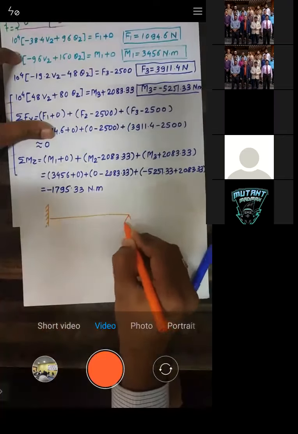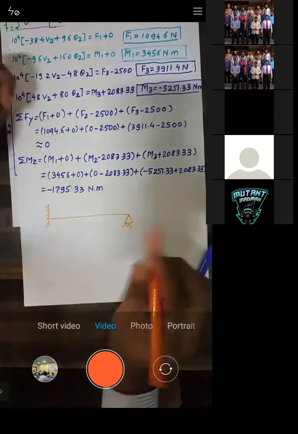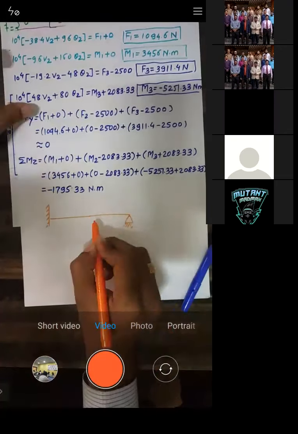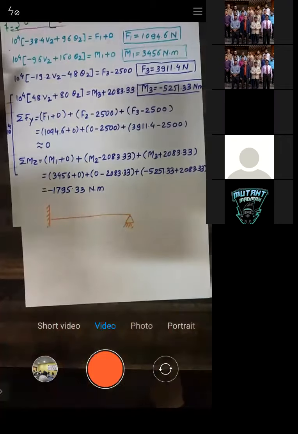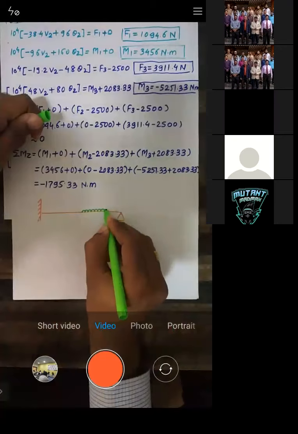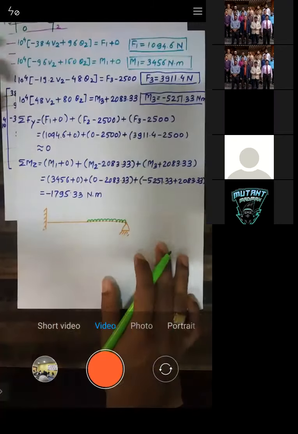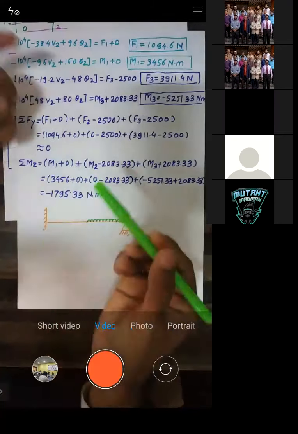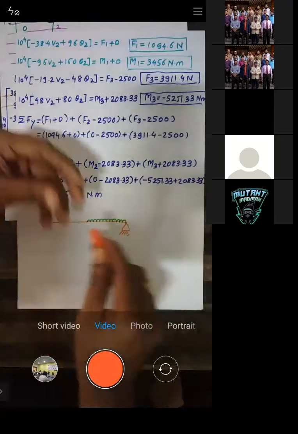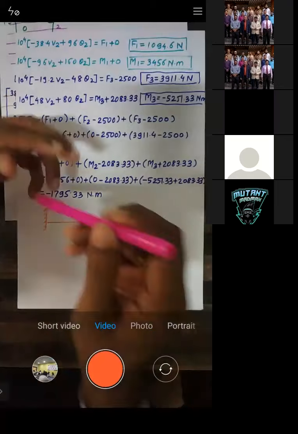Here we have that again fixed. For this length, we have a uniformly distributed load, which we have converted into a point load. See here, this uniformly distributed load we have converted into a point load.